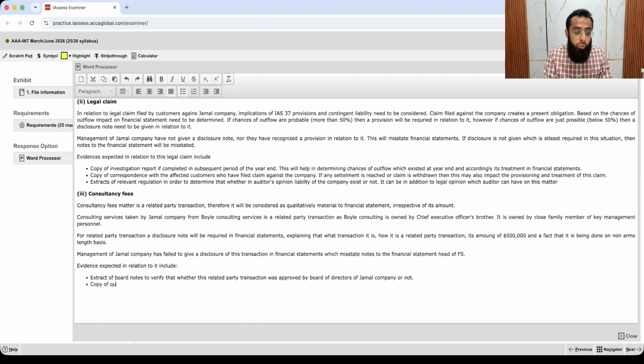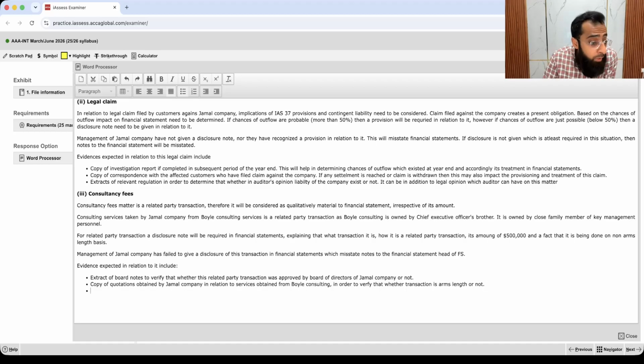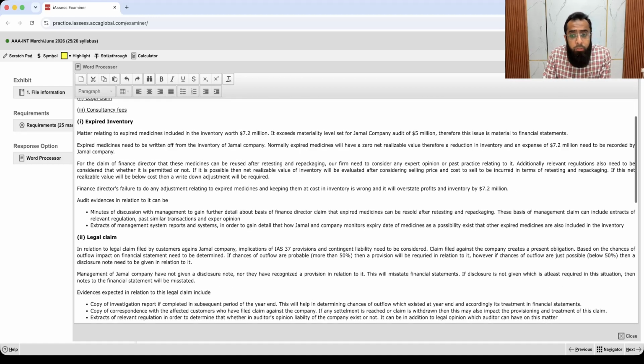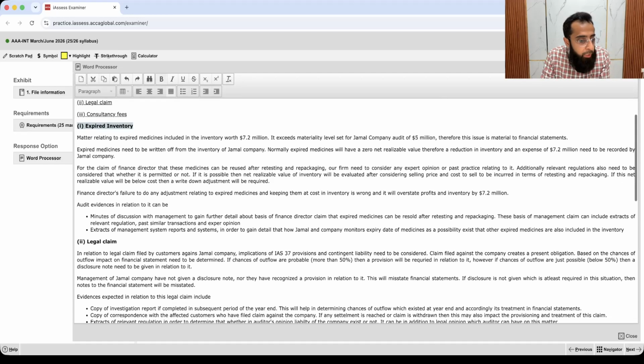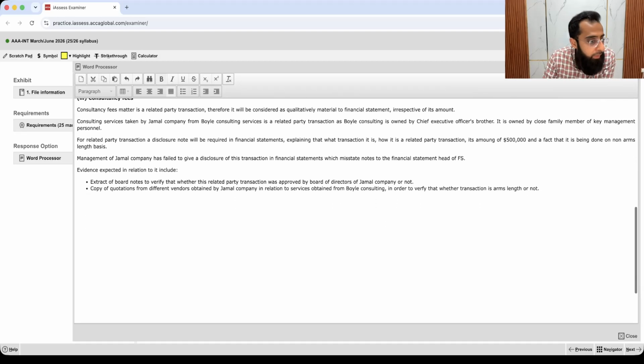Copy of quotations obtained by Jamal Company in relation to services obtained from Boyle Consulting, in order to verify whether the transaction is arm's length or not. Because when you say the transaction is non-arm's length, management will ask how you are saying that. So there needs to be a copy of quotations from different vendors, so that we can verify whether the contract they made with Boyle Company was an arm's length contract or not. If I look at this question, believe me, these 15 marks were very easy, very straightforward from an accounting perspective also: expired inventory, simple IAS 2, then the legal claim, and then the consultancy piece.